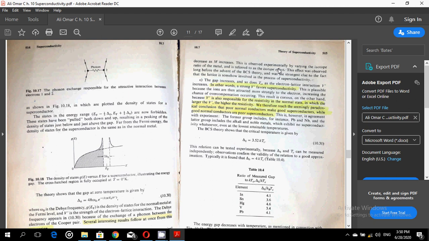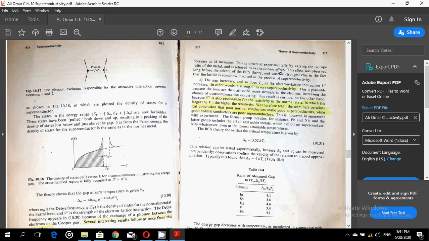Number A, roughly speaking, delta naught is of the order of h-bar omega D, the latter being the energy of a typical phonon. So this also yields the correct order of magnitude, because when we substitute the typical values of the parameters here, h-bar omega D is of the order of 10 to the power minus 27 into 10 to the power plus 13, equal to 10 to the power minus 14 ergs, which is approximately 10 to the power minus 2 electron volt.